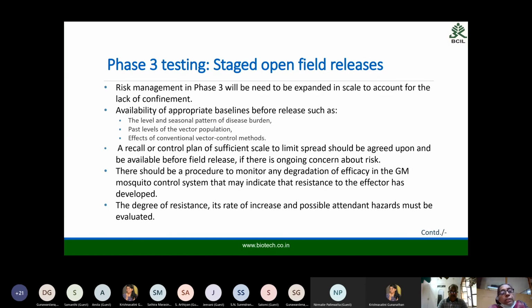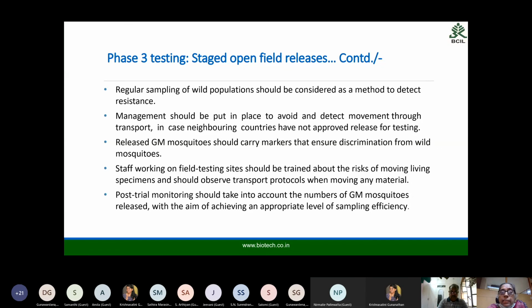If there is an ongoing concern about the risk, there should be a procedure to monitor any degradation of efficacy in the GM mosquito control system that may indicate that resistance to the effector has developed. The degree of resistance, its rate of increase, and possible hazards must be evaluated. I just mentioned all this above. In the staged open field releases, you can also consider regular sampling of the wild populations as a method of detecting resistance. Management should be put in place to avoid and detect movement through transport in case neighboring countries have not approved release for testing. Of course, in Sri Lanka this won't be very relevant because you are an island country, but this is a very important consideration which needs to be kept in mind.